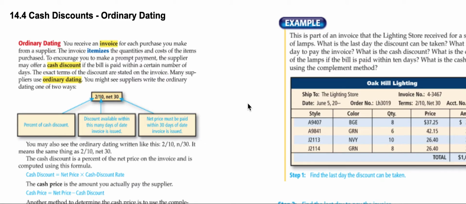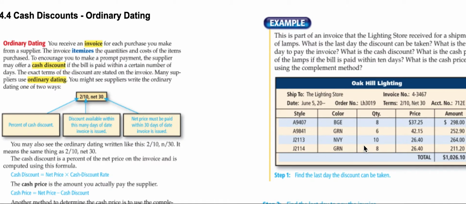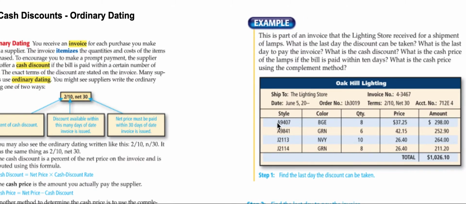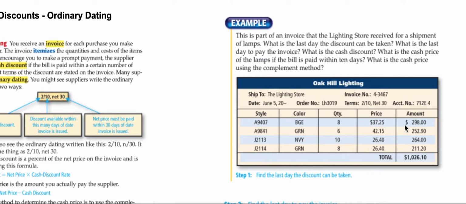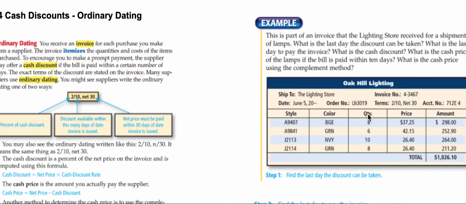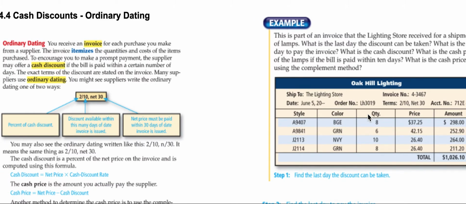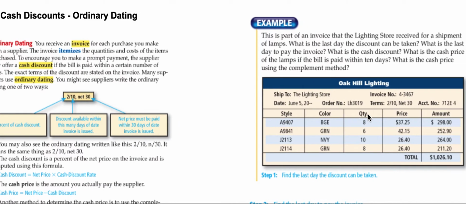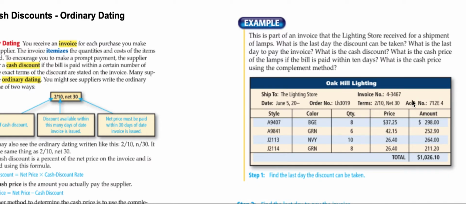Every time your store receives an invoice from your supplier, wherever you're getting your items from, they may give you an invoice that is itemized. An itemized invoice shows what it is, how many you received, the price of each item, and the total amount. As well, on the itemized invoice, you will see the terms of the invoice.